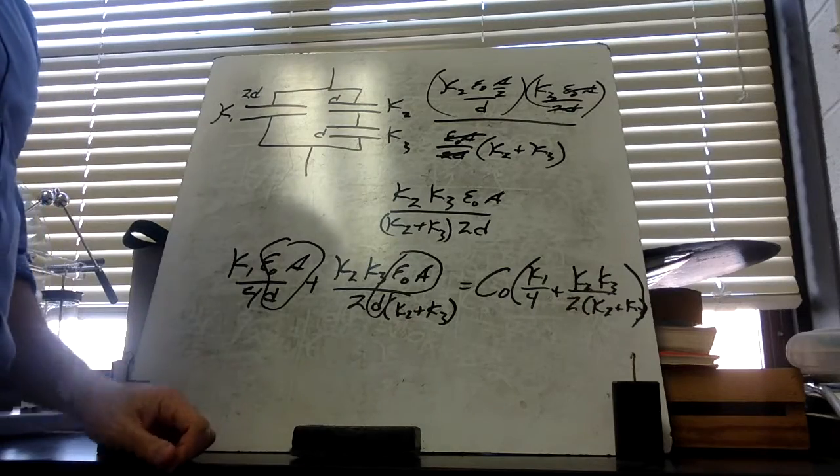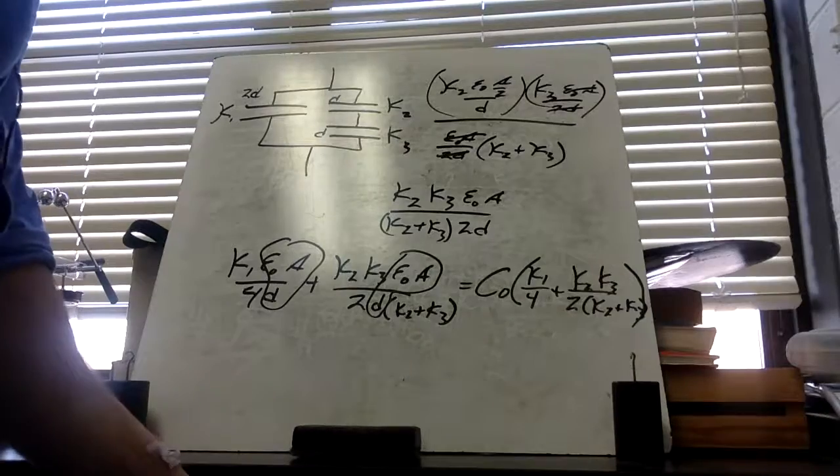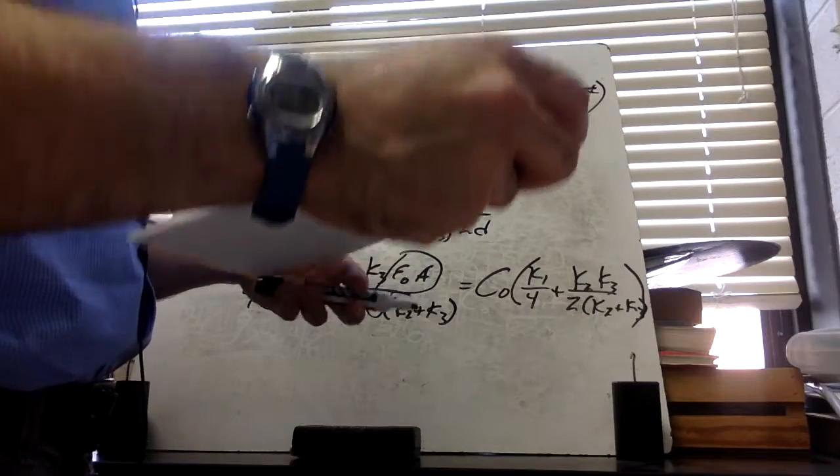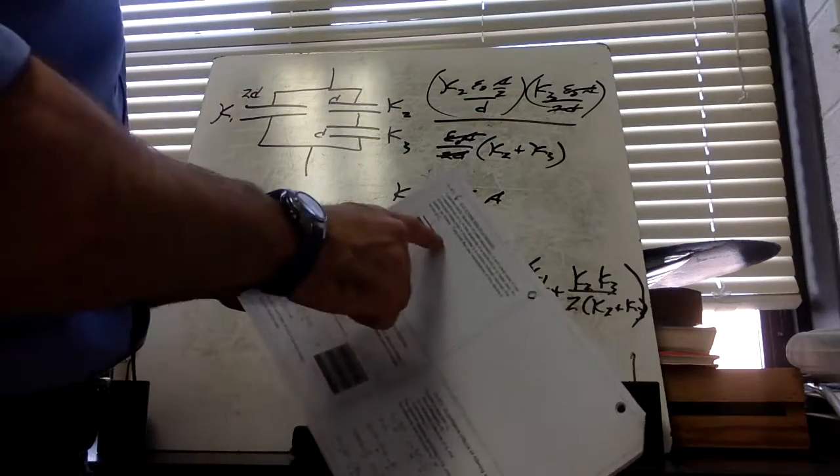Quick note here, actually that answer is wrong. C naught is supposed to be epsilon naught A over 2D. And so therefore the answer really ought to be K1 over 2, and then K2 K3 over just K2 plus K3, right? There's a factor of 1/2 that should be embedded in the C naught. So apologize for that. Okay, and that's it. Messy, but that's what we get. No, it's not. I'm going to say we're going to skip example 10. Example 10, we're not doing.